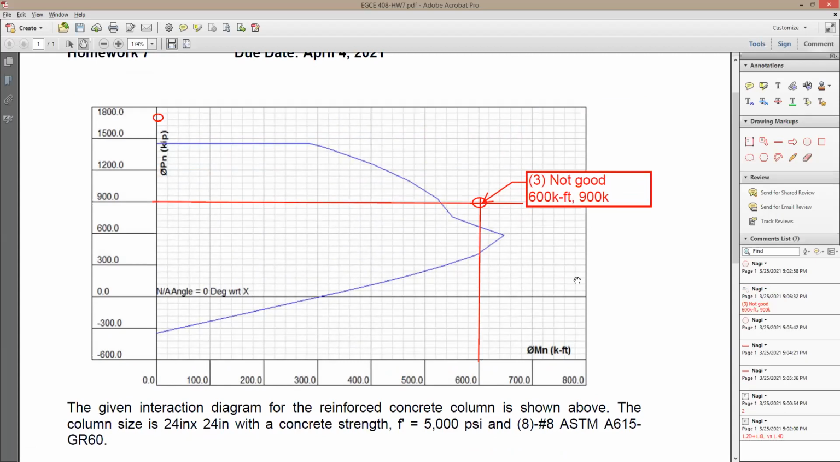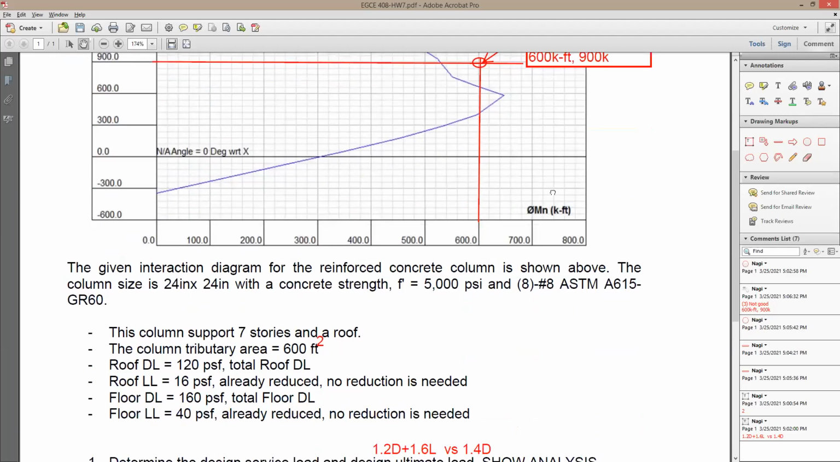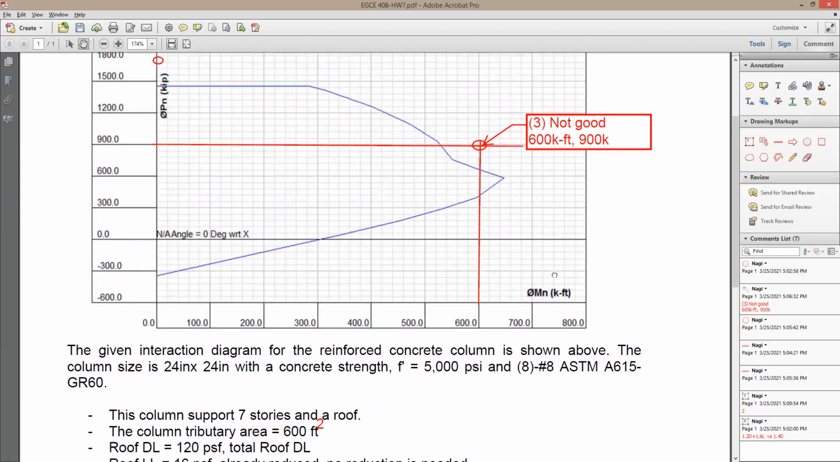This column is not good. And here's the force value, and this gives you the point. I'd say, yes, you provide the information. You say it's not good, and it's going to be for problem number 3, and then you show me the 2 coordinates, the moment and the axial load. Are we good?